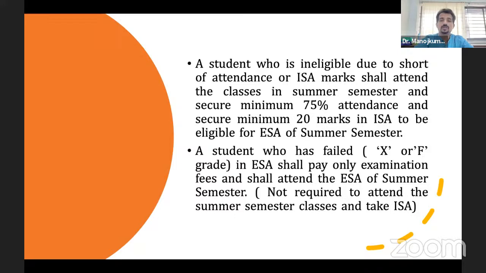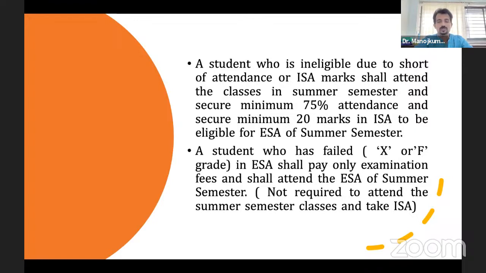Again, if you fall short of attendance in summer semester also, or if you are not able to secure minimum 20 marks in summer semester in ISA, then again you will not be given an end semester examination. You will be declared as not eligible again. So if you become not eligible again in summer semester also, then next year summer semester you have to take. So keep that in mind.